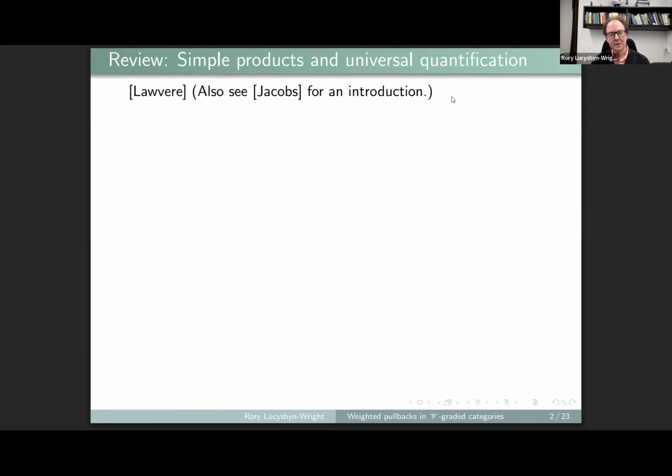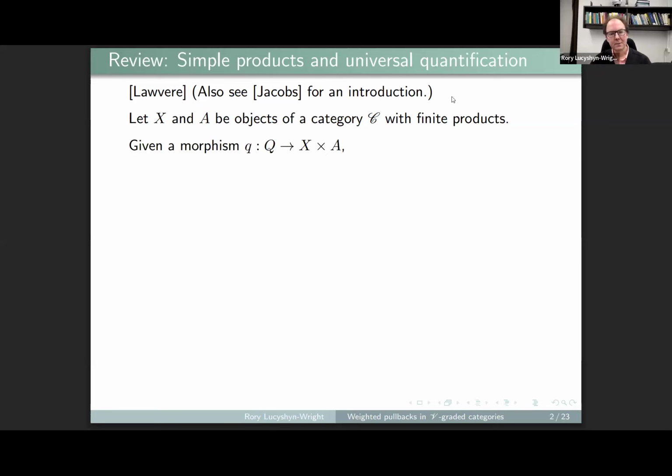And also, you can consider a nice text on this sort of material, but going much more in a much more general setting, is the book by Jacobs. So let's say we start with two objects, X and A, of a category C with finite products. Then given a morphism, Q, from some object, capital Q, into the product, X times A, a simple product of Q is a morphism of the following form.